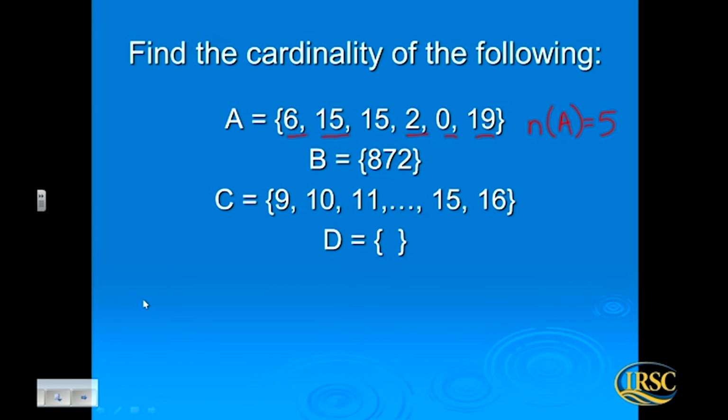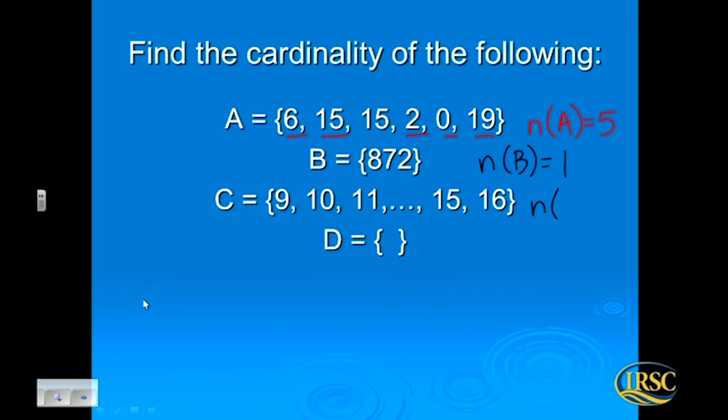So looking at B, the cardinal number of B is 1. Okay, so this is what throws people off sometimes too. It's a 3-digit number, so sometimes I get an answer of 3, but there's just one number in there. So your cardinal number is 1.